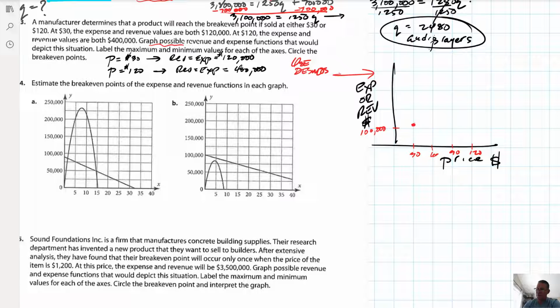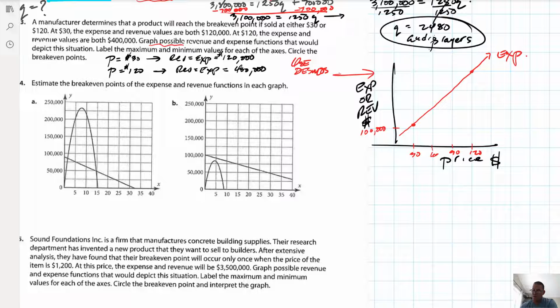So you go up here, 200, 300, 400. It's going to be up here. And so your expense function is going to look like this. Okay, so there's your expense function as a sketch. Now the revenue function is going to look a little bit different. It's going to be a downward facing parabola, and it's got to go through the origin here.